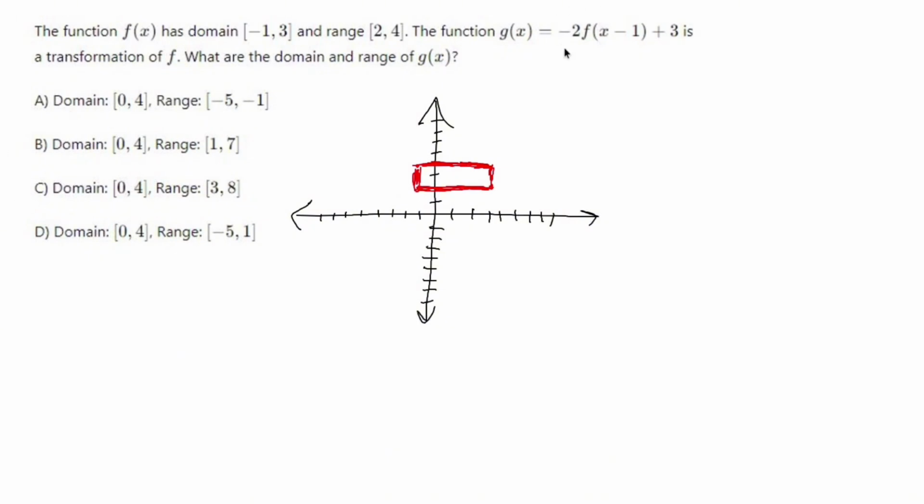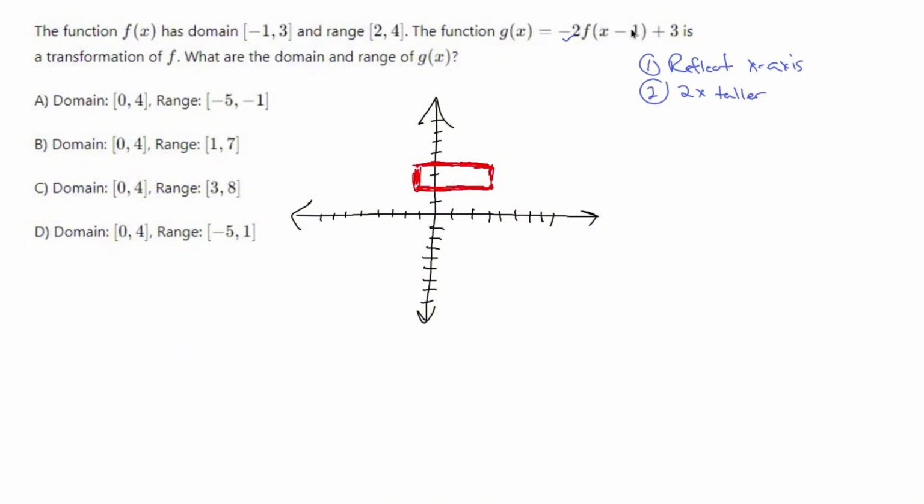All right, -2 means the first thing that we're going to do is we're going to reflect over the x-axis. Okay, that's going to be the first thing that we do. The second thing that we do is that 2 means that we're going to make it 2 times taller.